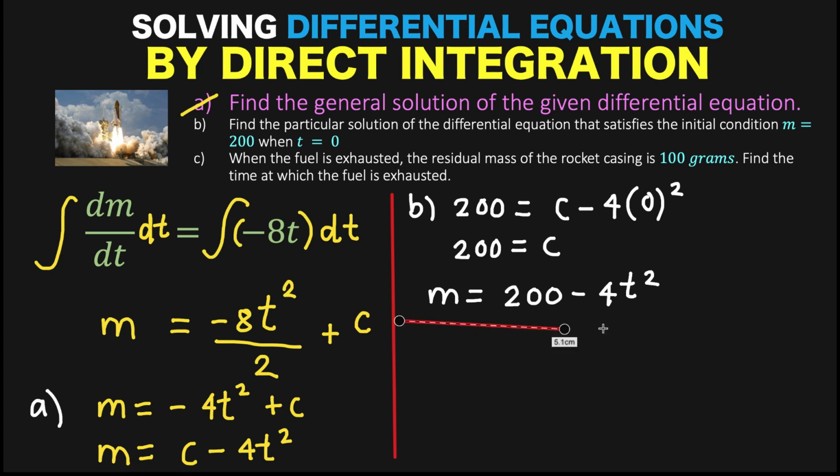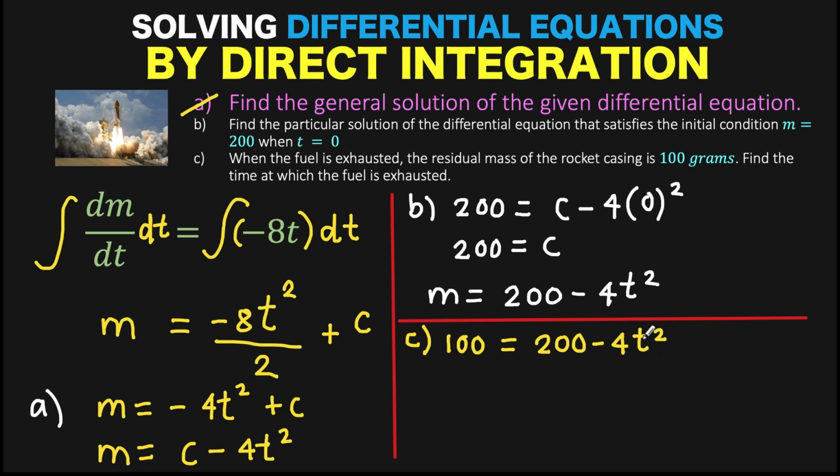Next, let's go to letter C. So for letter C, when the fuel is exhausted, the residual mass of the rocket casing is 100 grams. So that means this m here is 100 equals 200 minus 4t squared. We are going to solve this for the time. So rearranging this, we have positive 4t squared is equal to 200 minus 100, which is 100. And so t squared is equal to 100 divided by 4, which is 25.